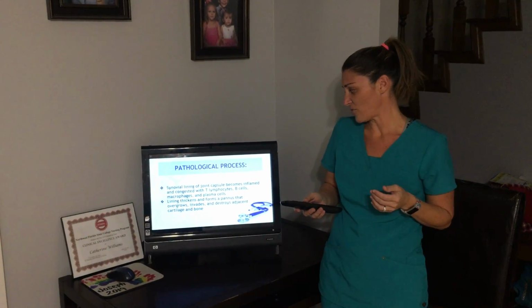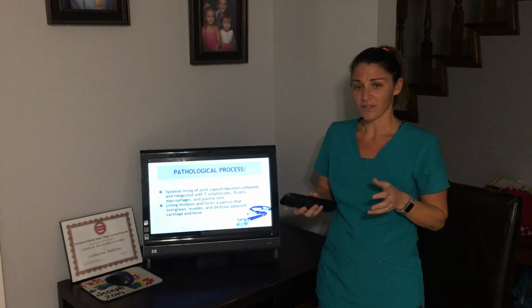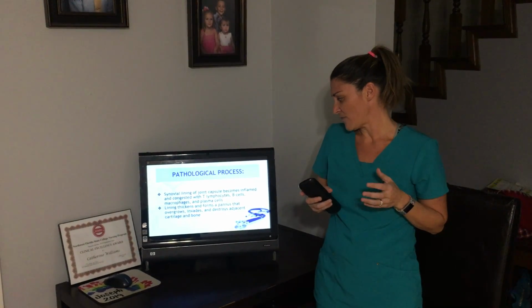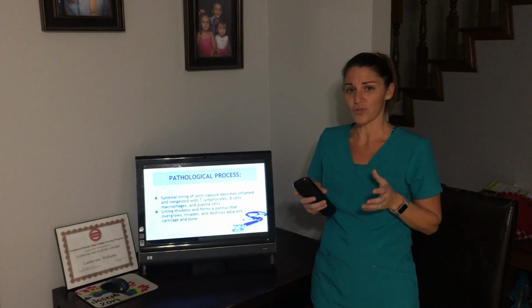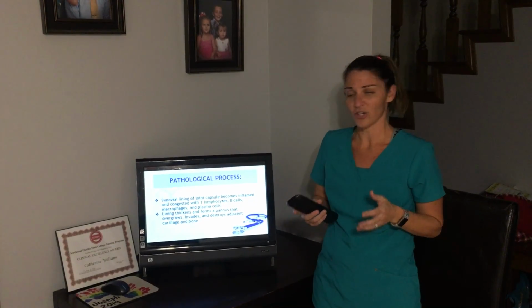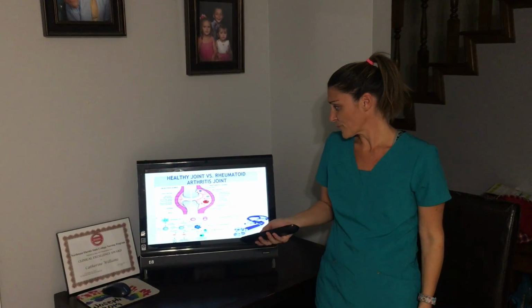In the pathological process, the synovial lining of the joint capsule becomes inflamed and congested with T lymphocytes, B cells, macrophages, and plasma cells. The lining then thickens and forms a pannus that overgrows, invades, and destroys adjacent cartilage and the bone.